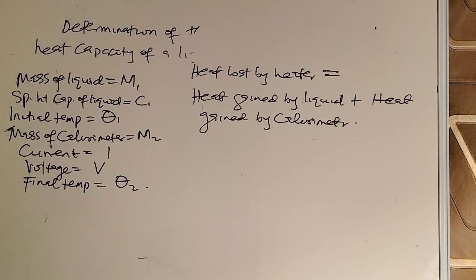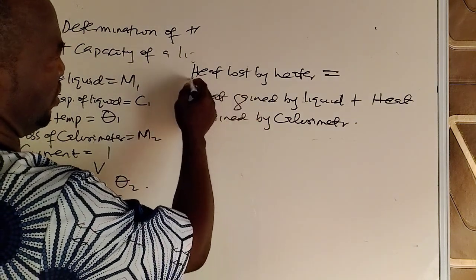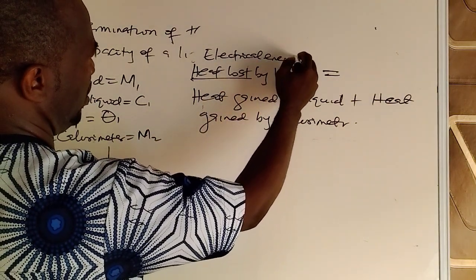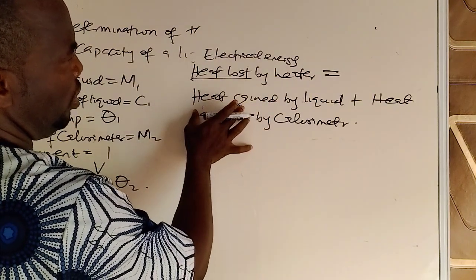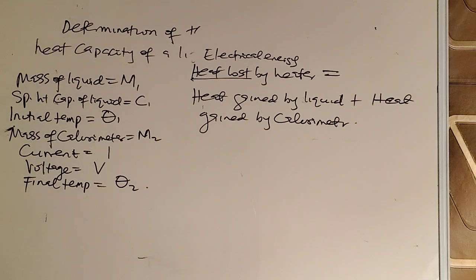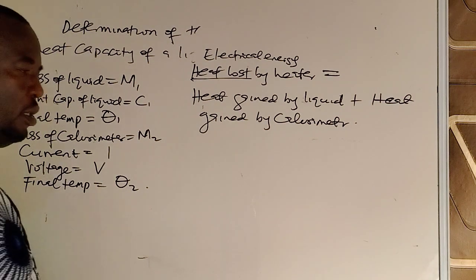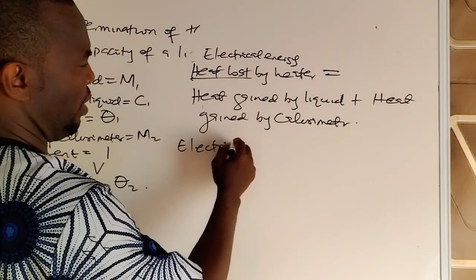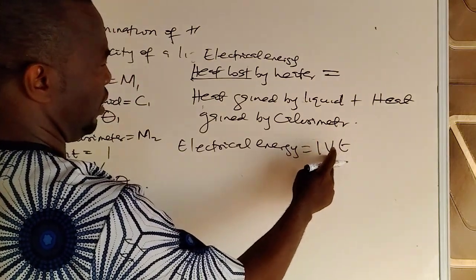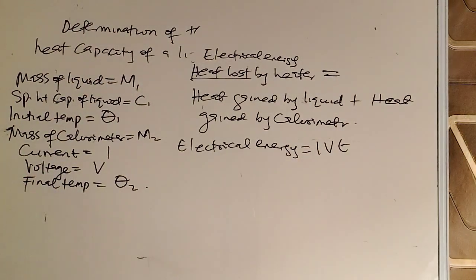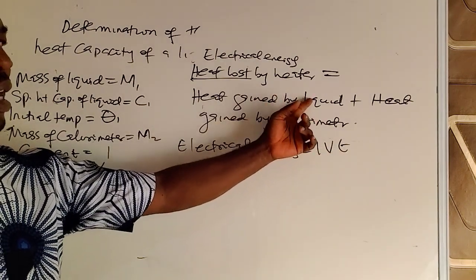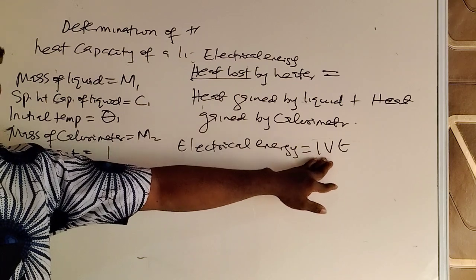So now, instead of saying heat energy, we can say electrical energy lost by the heater is equal to heat energy gained by liquid and then heat energy gained by calorimeter. The heater absorbs electrical energy from the electric circuit. And in physics, electrical energy can be given by the formula IVT, current times voltage times time. So the electrical energy lost by the heater is current times voltage times time, which is transformed to heat energy gained by liquid and calorimeter.